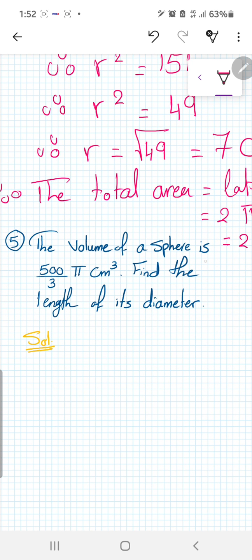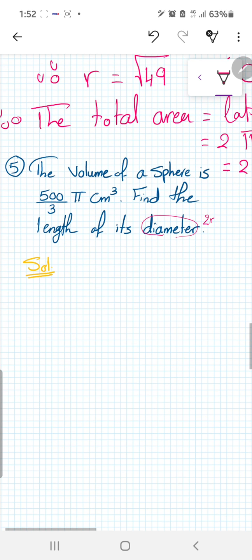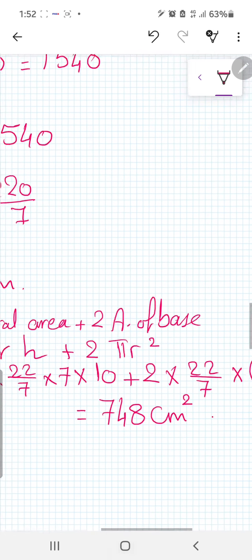Okay, another example. The volume of a sphere is 500/3 π centimeter cubed. Find the length of its diameter. What's the meaning of diameter? The diameter equals 2r. So we want to get the unknown r. Okay, we said before the volume of a sphere. So first write the law of the volume of a sphere.